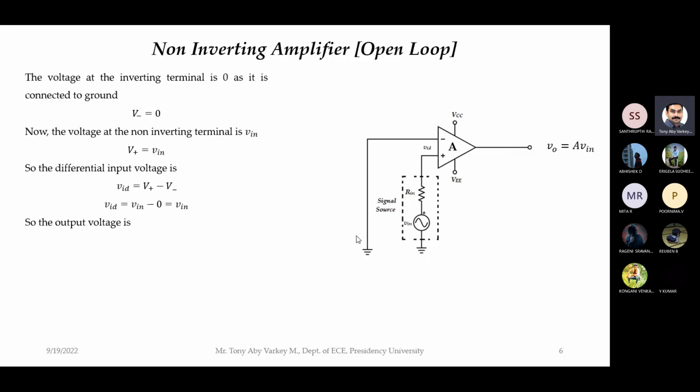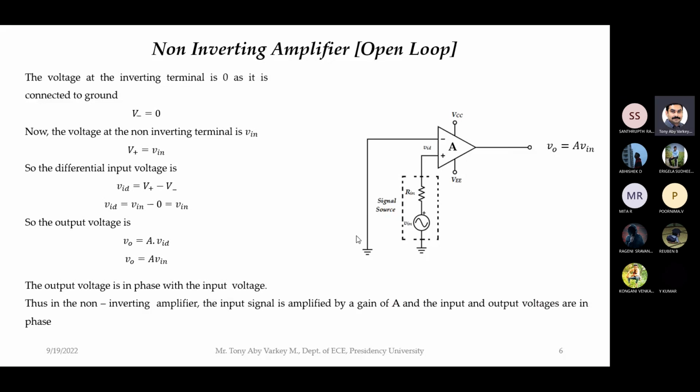So what is the output voltage? Output voltage is A into VID, and VID is V in here. So the output voltage is A into V in. The output voltage is in phase with the input voltage in this case, because if the input is positive, the output will also be positive. Please note that in a non-inverting amplifier, the input signal is amplified by a gain of A, and the input and output voltages are in phase.